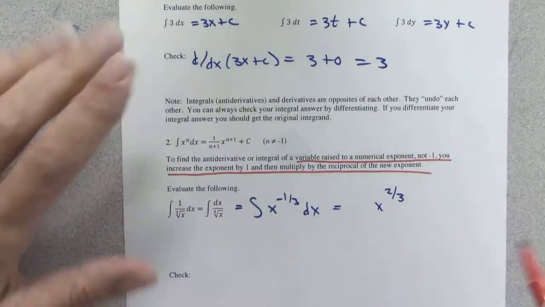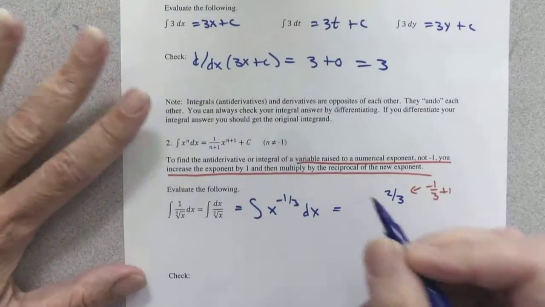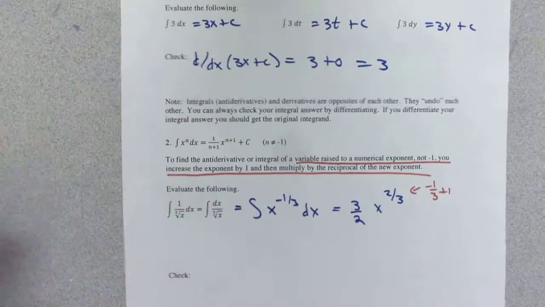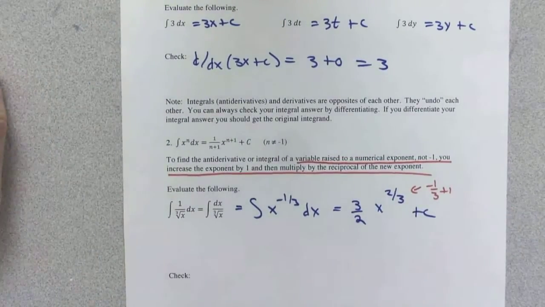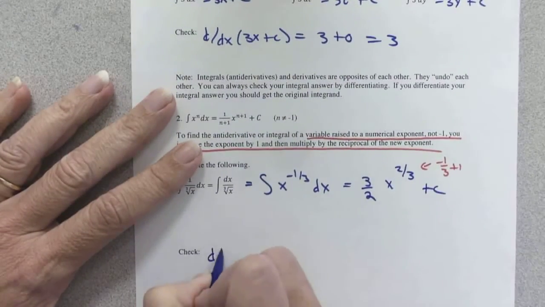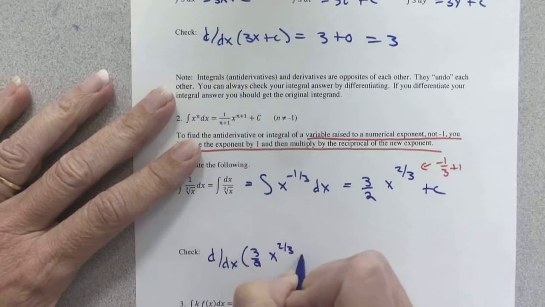Increase the exponent by 1. -1/3 plus 1 is 2/3. Multiply by the reciprocal of the new exponent. Then I throw on the plus c. And then these things check by differentiation.